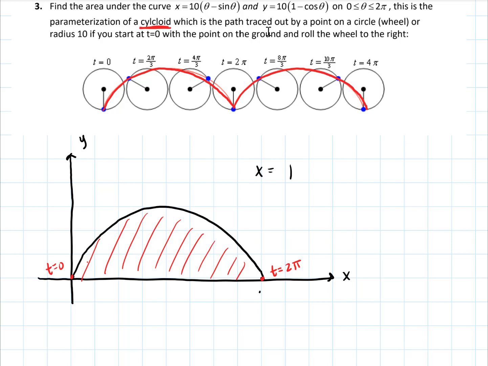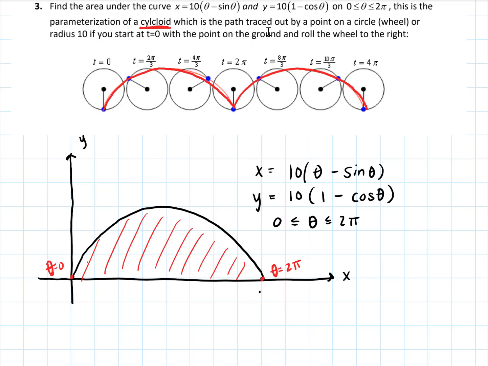where x is actually equal to 10 theta minus, oh, I said t here, we'll change that to theta. 10 times theta minus sine of theta, and y is equal to 10 times 1 minus the cosine of theta is what traces out this curve. I wrote t's here for the parameterization, but I'm going to change that because we're using the parameter in terms of theta. So from 0 to 2 pi.